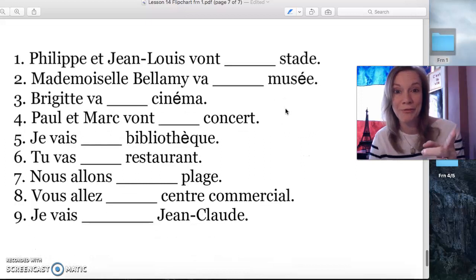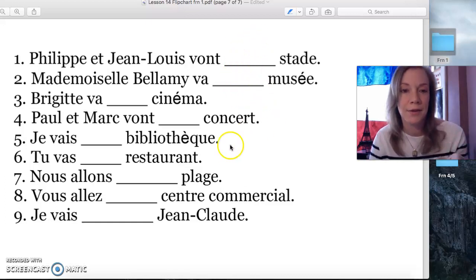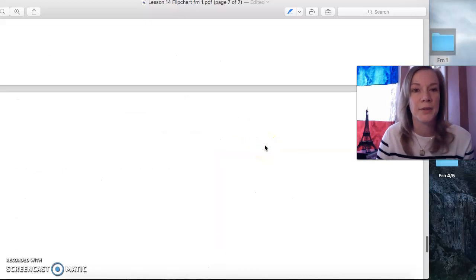And I have another one here for you where I've done aller already. Ils vont, il va, elle va, but you have to fill in the word that means to the. So this is masculine, it would be au stade, au musée. Go down here, bibliothèque is feminine, à la bibliothèque. Okay, so a couple ways to practice those new skills.